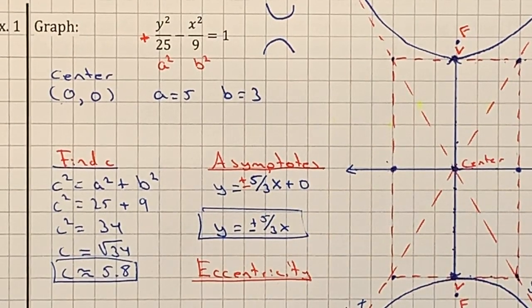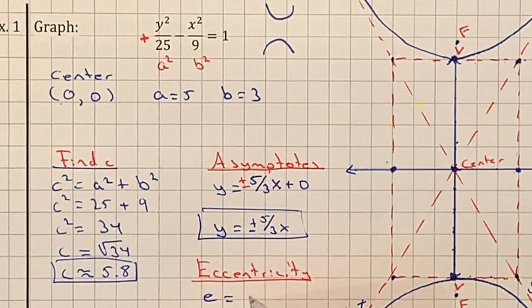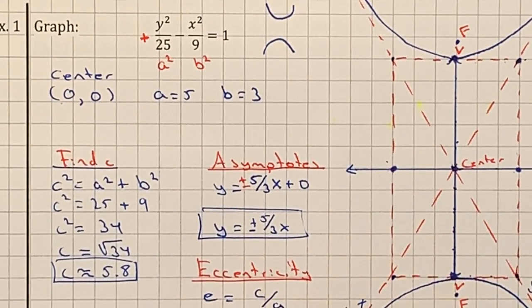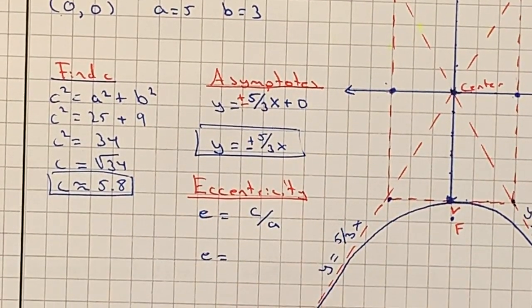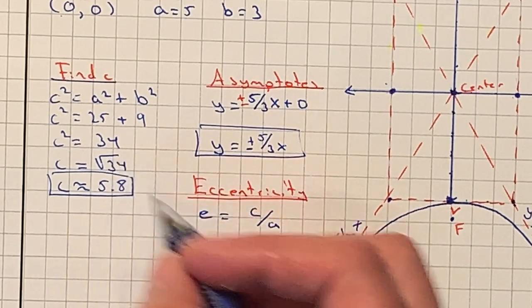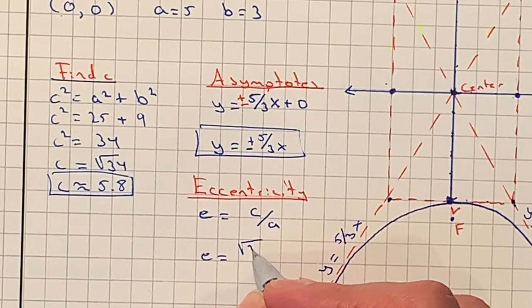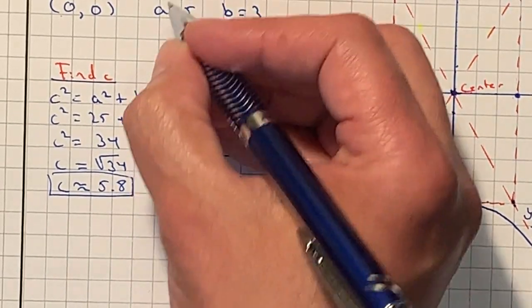You need to be able to memorize your formula. So therefore, to find your E, E is equal to C over A. On a hyperbola, it should be greater than 1. So therefore, E equals, the value of C was square root of 34. The value of A is 5.